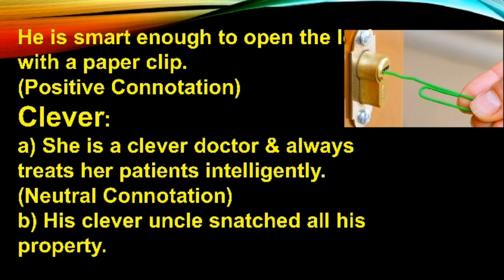Okay. Clever. She is a clever doctor. She always treats her patients intelligently. Neutral connotation means it depends on the context; here the word clever is giving a positive meaning. So, his clever uncle snatched all his property. The context is telling us that here the word clever has a negative connotation.